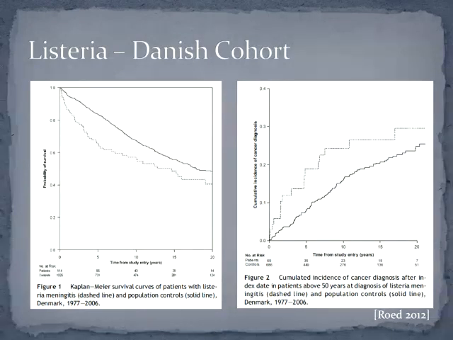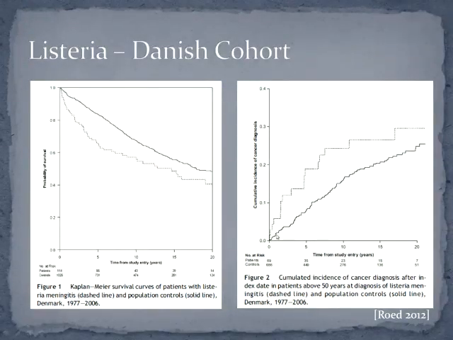This is an interesting study that followed up cases of listeriosis, listeria meningitis, and monitored their mortality rate over time. Hopefully you can see that clearly. This solid line is essentially the death rate of the population controls. And the dashed line is essentially the number of surviving individuals. So you can see that the people who have had a diagnosis of listeria meningitis have a higher mortality rate over the subsequent 20 years of that study.